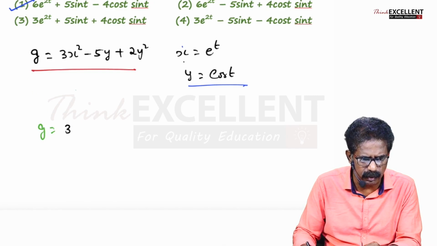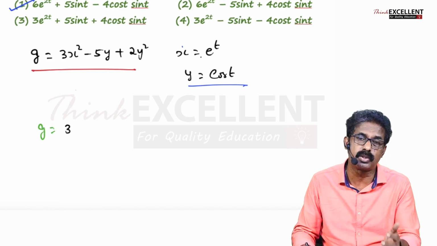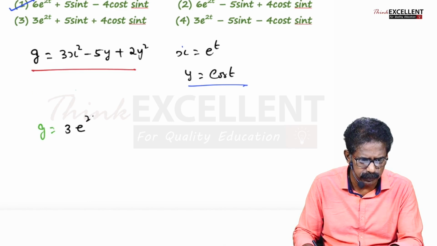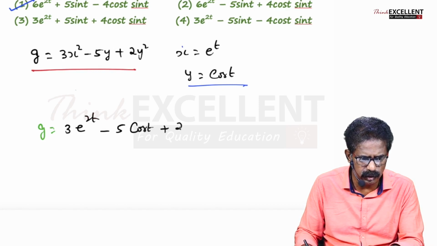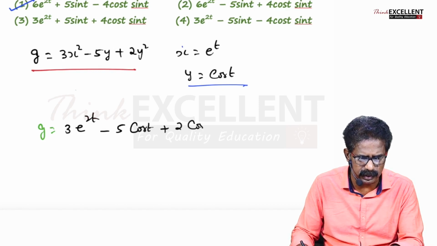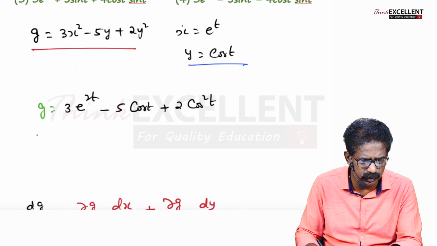3 x square. What is x square? e raised to t the whole square. That is e raised to 2t. Minus 5 into y. What is y? Cos t. Plus 2 into y square. What is y square? Cos square t. Okay. Now directly you find dg by dt.